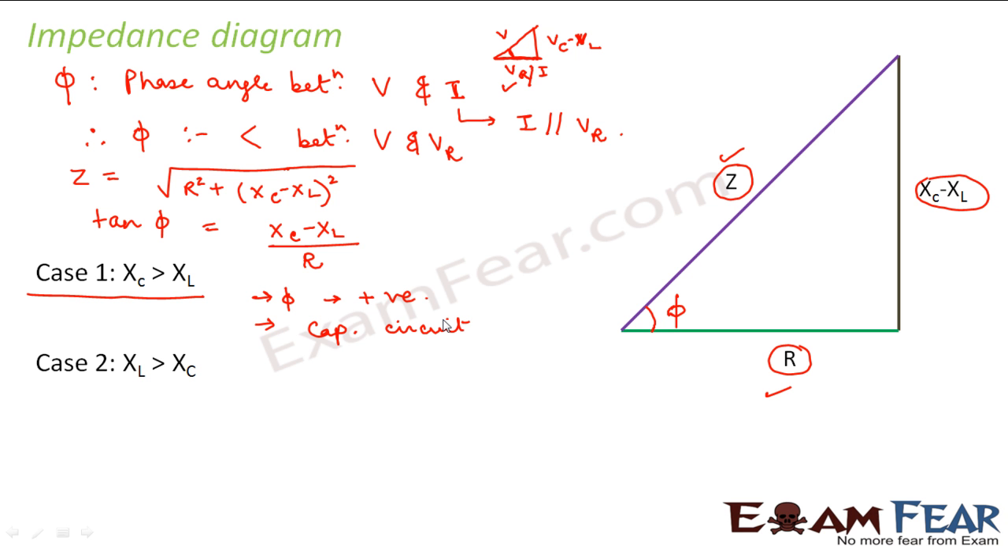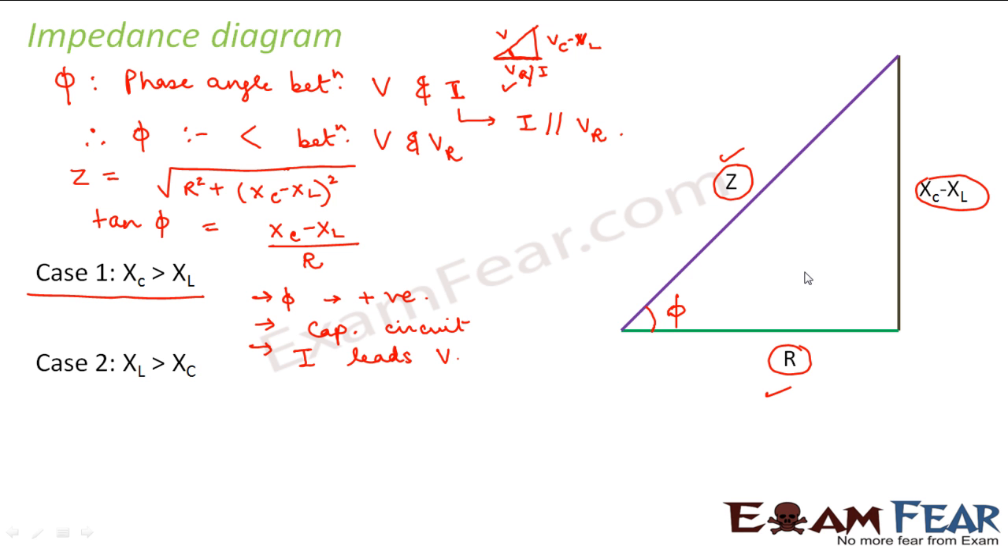Whoever's value is more will dominate. So if your XC is more, the capacitive reactance will dominate, and it will become more of a capacitive circuit. So in this case, what would be the relationship between voltage and current? In a general LCR circuit, we do not know whether current leads or voltage leads or both are in phase, right? Everything depends on that angle phi.